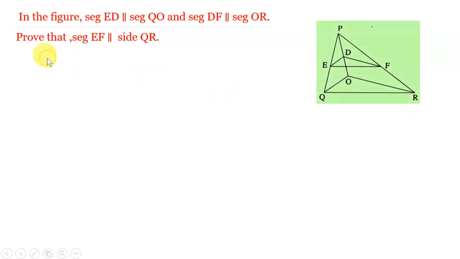In the figure, segment ED is parallel to segment QO. Segment DF is parallel to segment OR. Then prove that segment EF is parallel to segment QR. Let me see the figure. Okay, ED is parallel to QO. Segment DF is parallel to segment OR. Then we want to prove that this EF is parallel to QR.